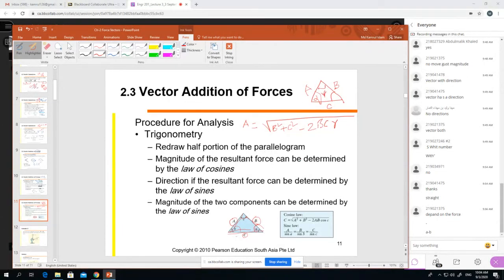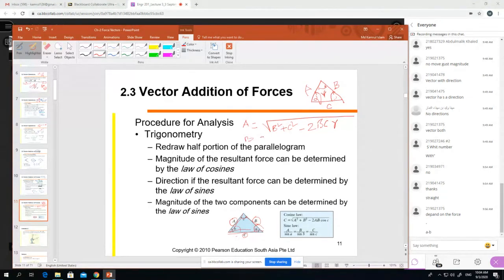What is the formula? If this is the triangle with sides A, C, and B, so this angle is alpha, this angle is beta, and this angle is gamma. Then side A is equal to this one.